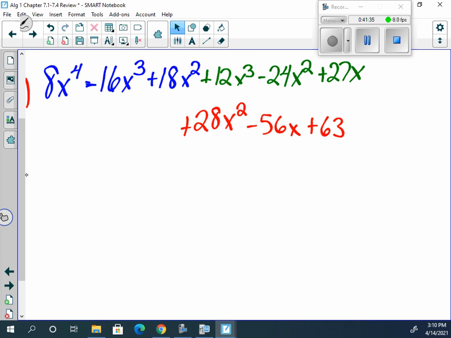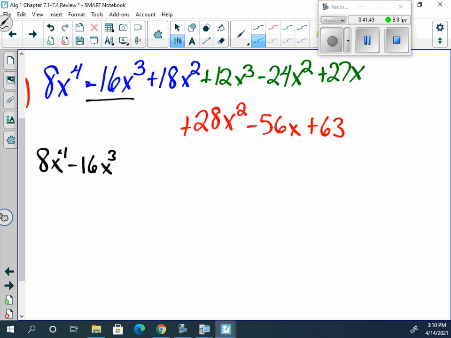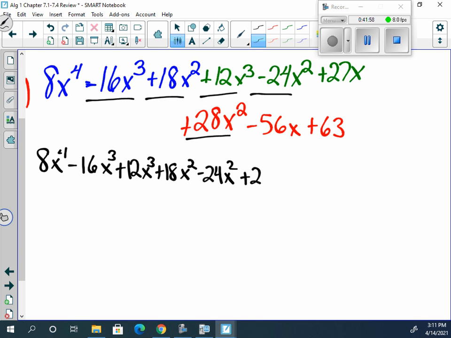So our 8x to the fourth is by itself. There's no other terms with it. So we'd have 8x to the fourth. And we have minus 16x cubed here. And we have plus 12x cubed. And that's all of our x cubes. Now our x squared, we do have a few more. We have 18x squared minus 24x squared plus 28x squared. And that takes care of all of those. Then we have plus 27x minus 56x plus 63. And this would be all of our terms here.